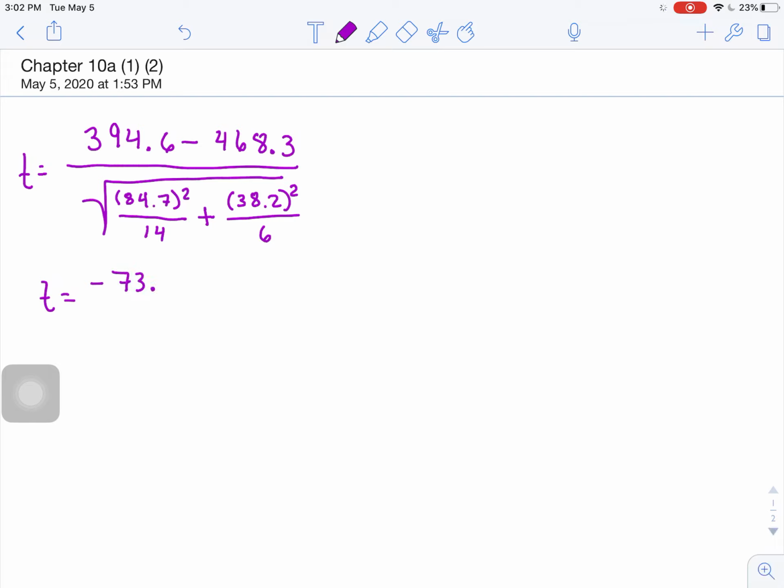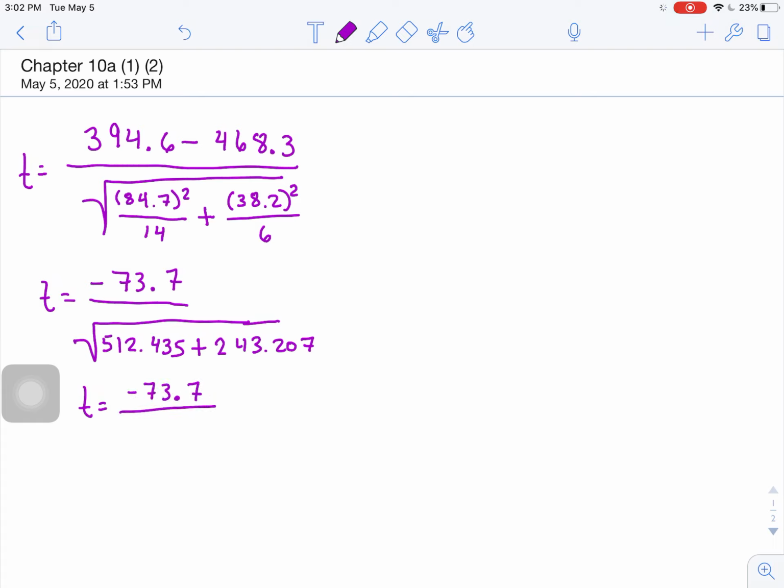So just to condense this down, our numerator is going to be negative 73.7. And our denominator, so again, if you do 84.7 squared and then divide that by 14, you get 512.435. If you do 38.2 squared and then divide it by 6, you get 243.207. You're going to add the two together. Numerator doesn't change.